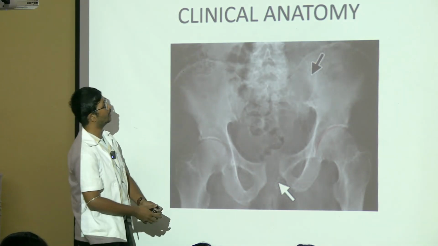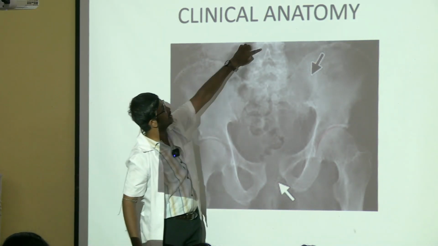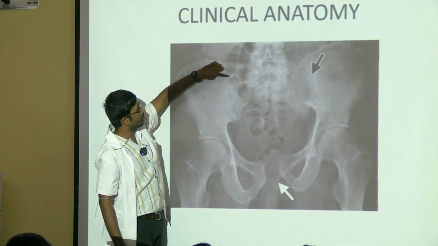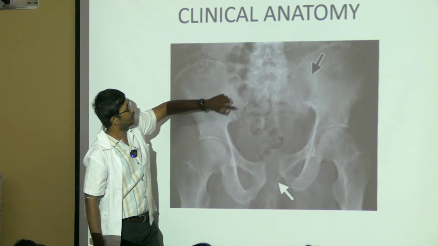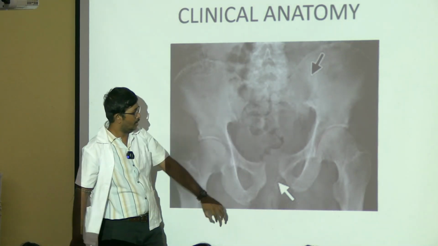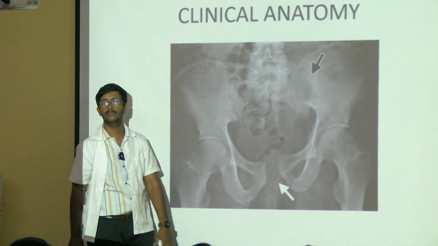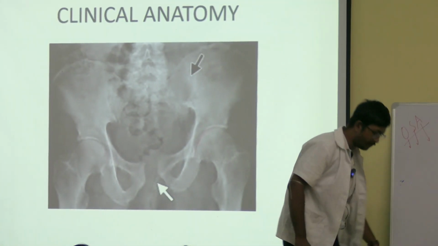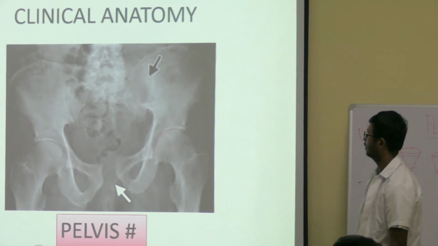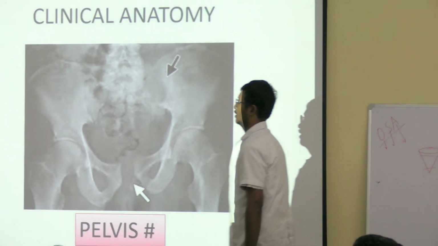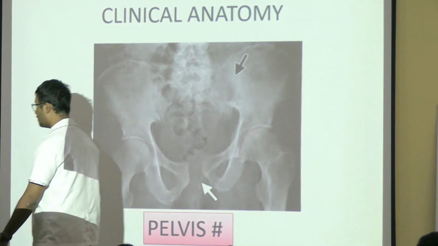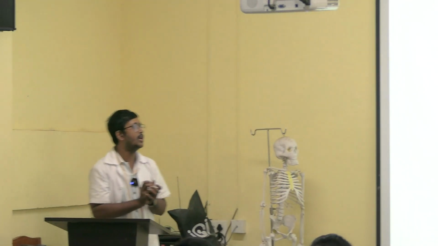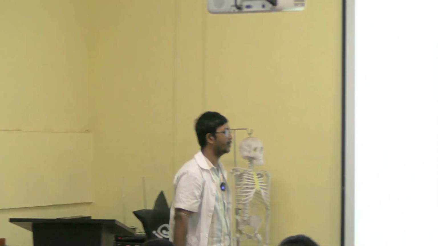This is your femur. Then posteriorly you can see this lumbar vertebra. Then some portion of your sacrum also you can see. You can see this sacroiliac joint on either side. What is this? So this is basically an X-ray of your pelvic fracture. Pelvic fracture is not that much common because pelvis is a very complicated bone, so the fracture is not that much common in case of pelvis.